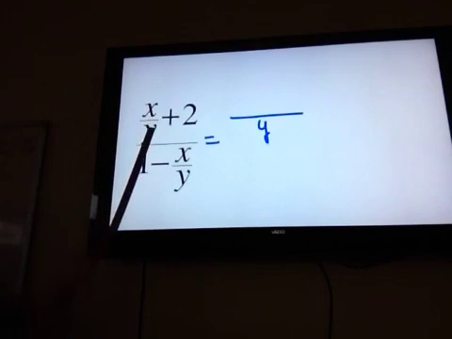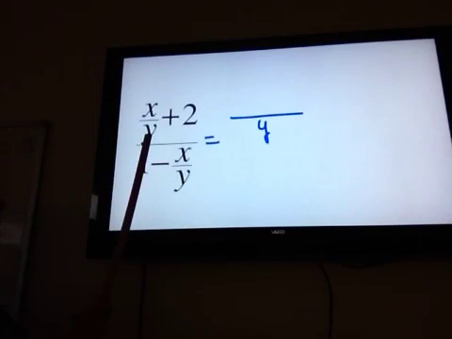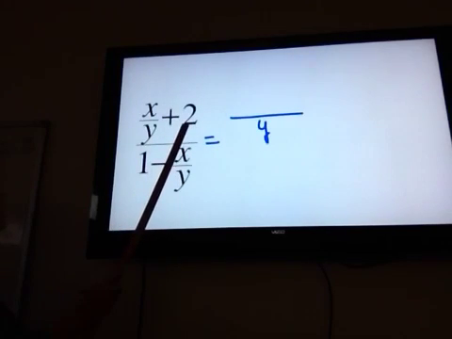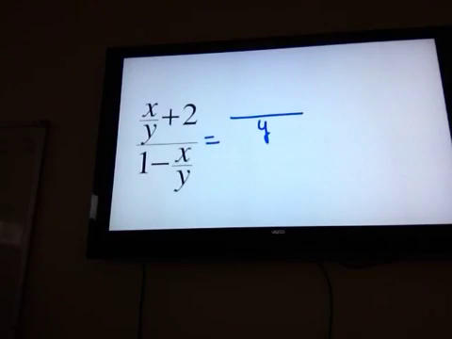So the first term has that denominator, which means it needs nothing. The second term doesn't even have a denominator. It's understood to be over 1, so that means it needs the denominator. So this is just like our adding and subtracting part. So x comes over plus 2 times y, 2y.